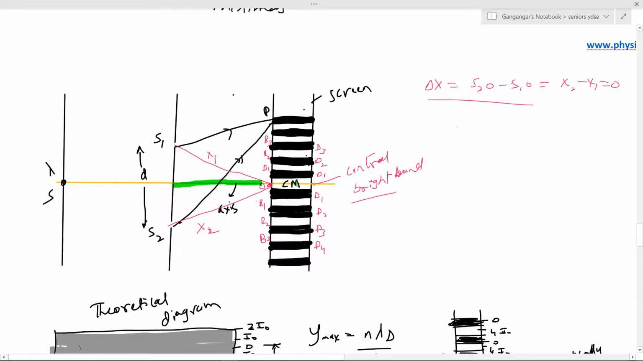Then after the central maxima, why do we get a dark band? The first dark band will be there, this one.